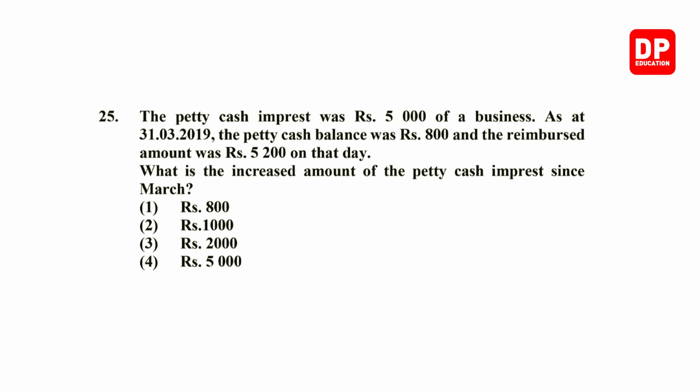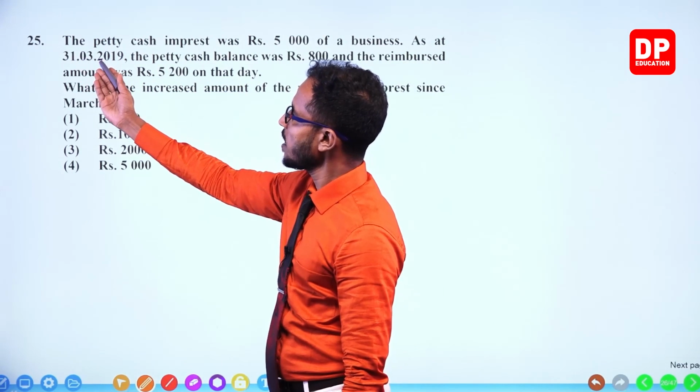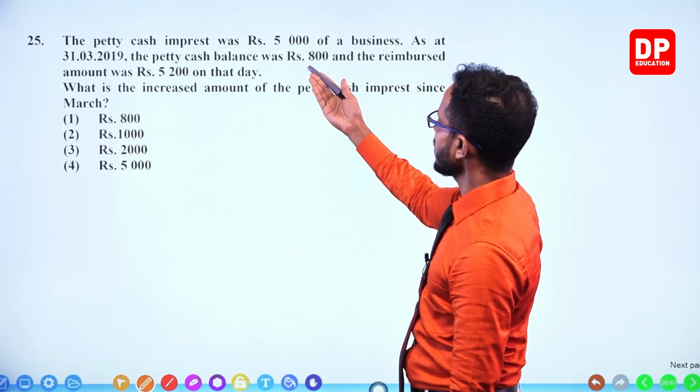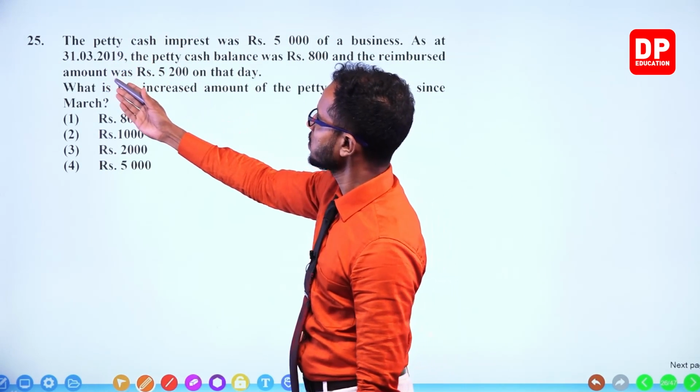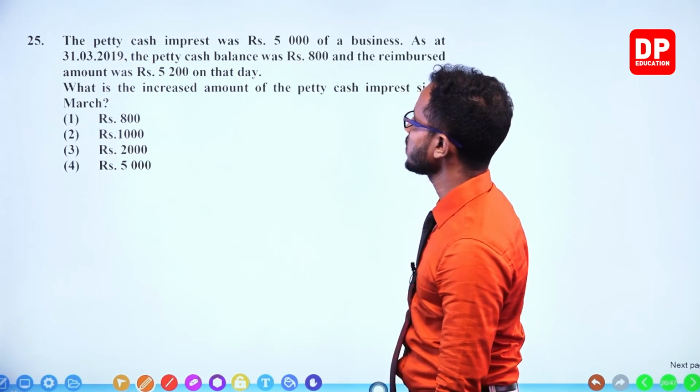Next question. Petty cash imprest 5,000 as at 31st March. Petty cash balance 800 and the reimbursed amount was 5,200 on that day.